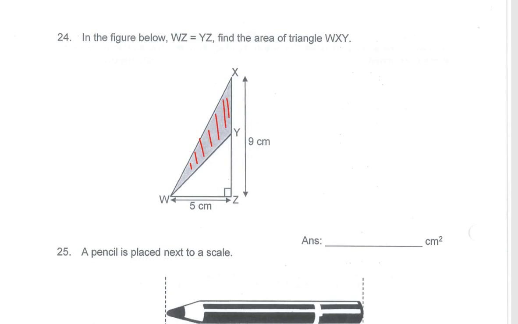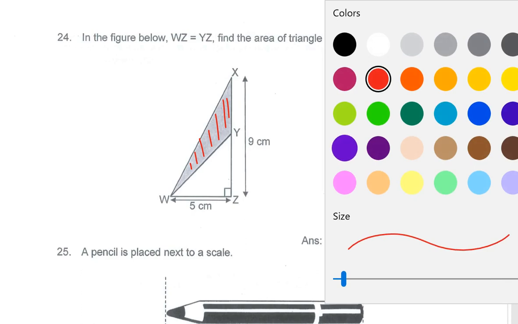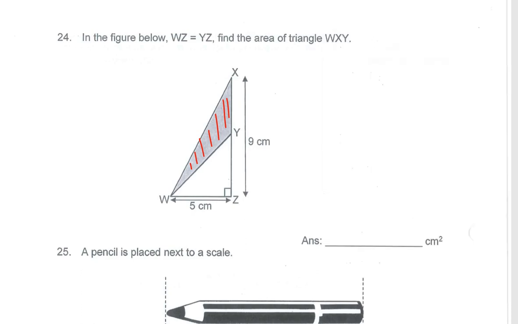Question 24, you would like to find this shaded part. Now, some of you may want to find the entire triangle, then you take off the white part. Alright, now here in this video, I'm going to tell you that there is actually a shorter way, and you can go straight to finding the shaded triangle straight away. Let's first look at the English. WZ is equal to YZ. WZ is 5. YZ is also 5. Now, if YZ is equal to 5, that means this is equal to 4.